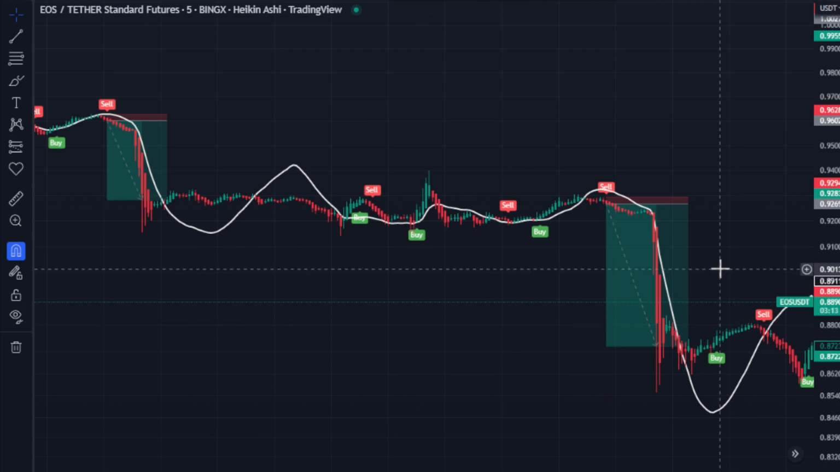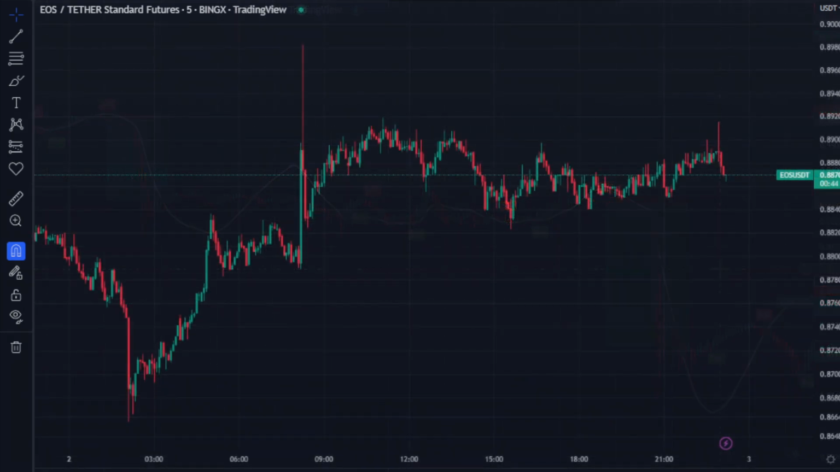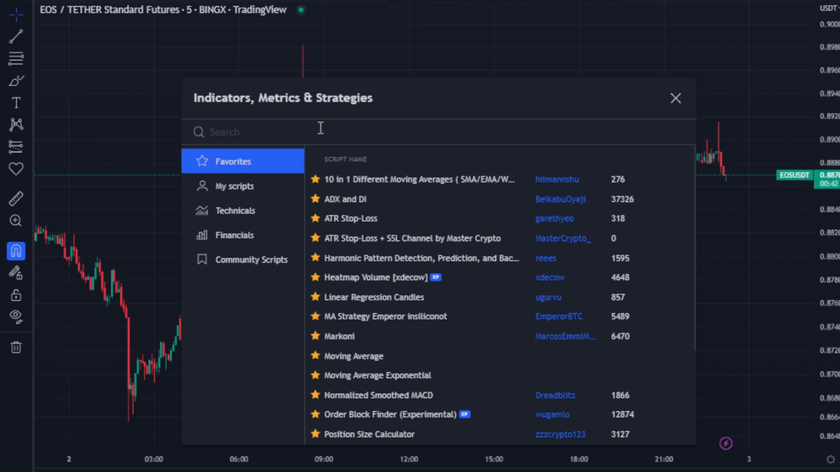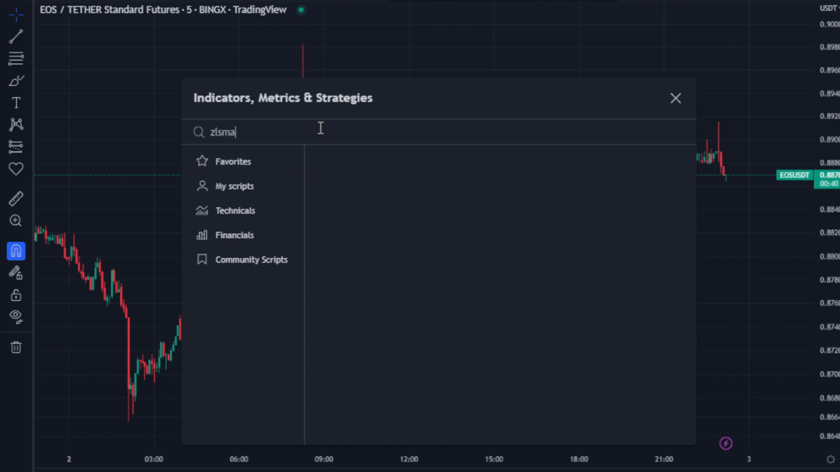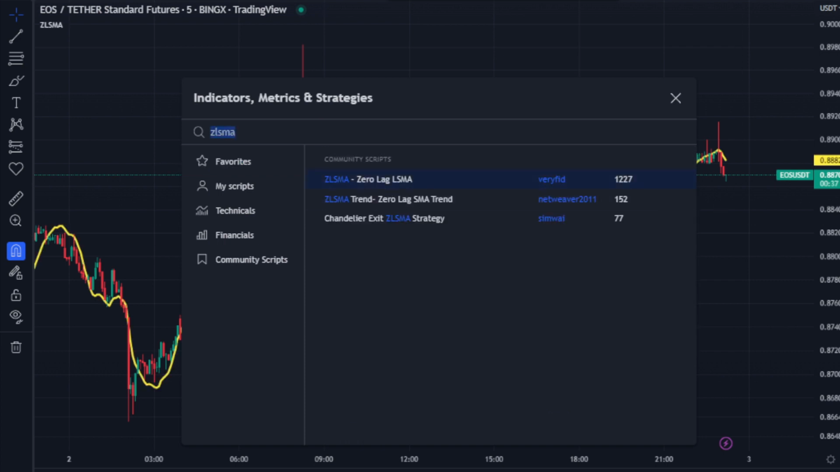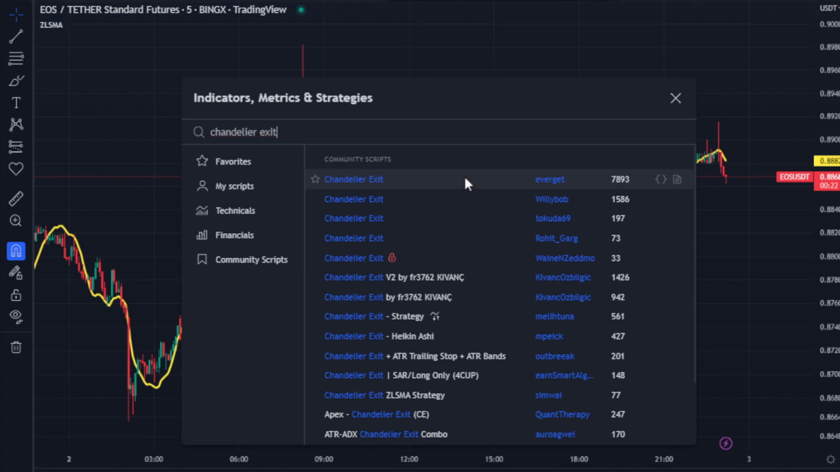Let's see the indicators of this strategy. Okay, let's add the first indicator called ZLSMA 0 lag created by Verifid. Then we add the chandelier created by Everget. Let's tweak your settings to get the same amazing results.